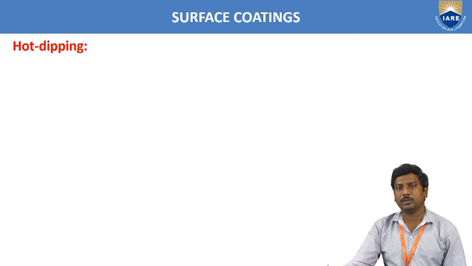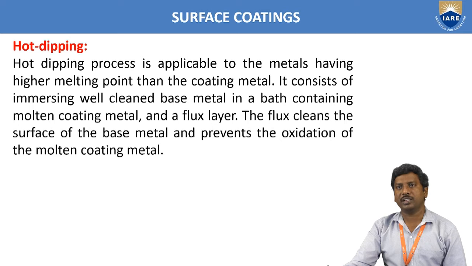First of all, we discuss hot dipping. Hot dipping is applicable to metals having a higher melting point than the coating metal. This is a very important condition. Hot dipping is mainly applicable where the base metal has the higher melting point and the coating metal has the lower melting point.